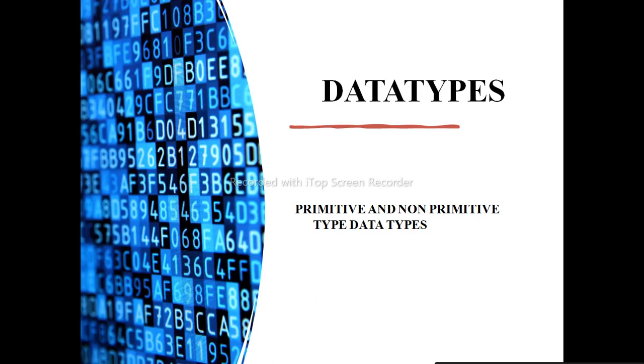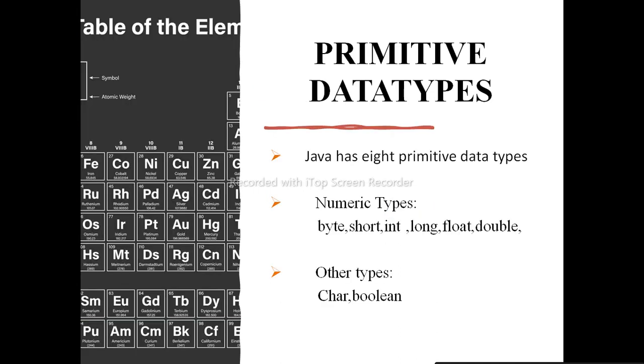Next is data types: primitive data types and non-primitive data types. Two types are there. Primitive data types are the inbuilt data types, and non-primitive data types are the user-defined data types. Primitive data types. Java has 8 primitive data types. See, these are all inbuilt data types. All 8 are.